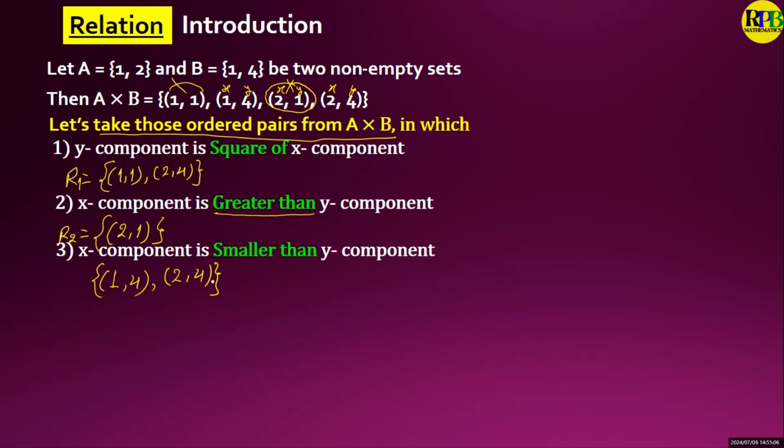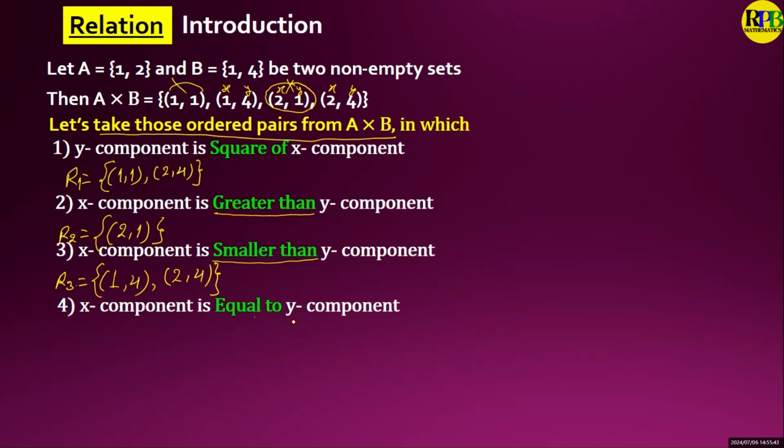And the set of these two ordered pairs is also a relation. This relation is between X component and Y component of these two ordered pairs. That is, X component is smaller than Y component. So if this is the first relation R1, this is the second relation R2, you can say this is R3, the third relation. Let's take one more example.